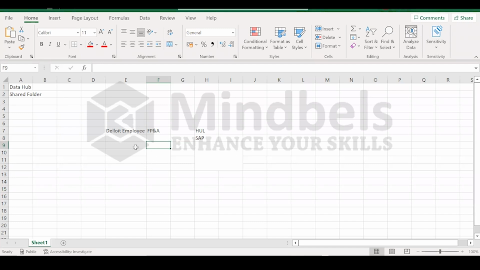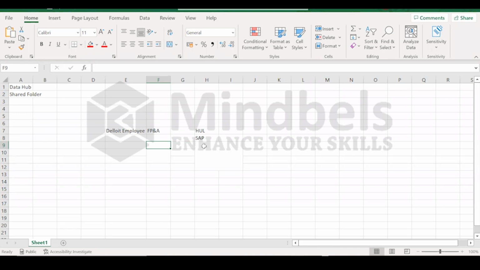Why are people creating the shared folder? Because the Deloitte network is different and the HUL network is different. Do you agree with me? Because these are two different organizations, right? So between two organizations, how is the data flowing? Let's say Deloitte employees are following Teams and HUL employees are following Skype. The mode of communication, right? I can say the communication part.